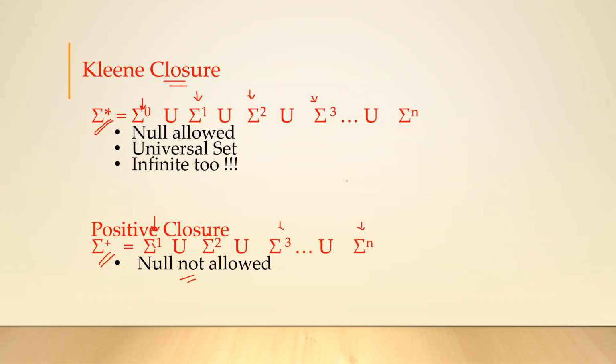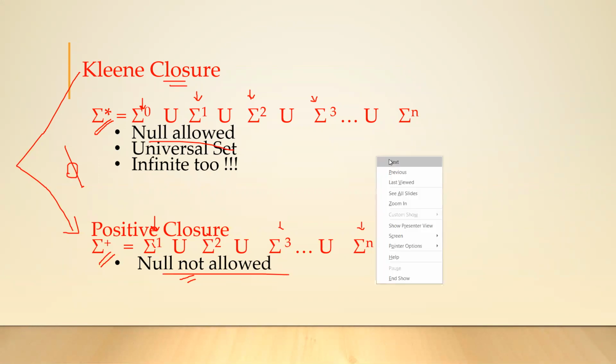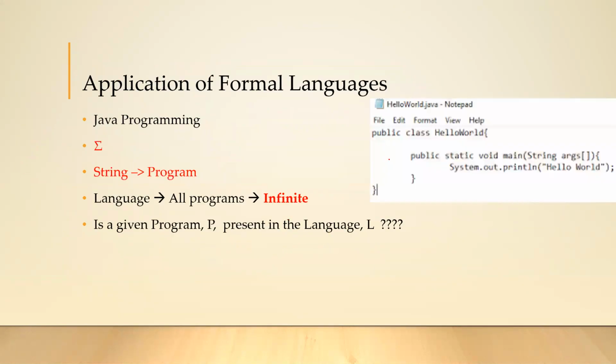length n. So if you take the difference between your Kleene closure and your positive closure, you will get your null set. In your Kleene closure set, you will contain even the null set and all the strings. In positive closure, you will contain all the possible strings except the null. So that is why I very clearly wrote over here: Kleene closure, you can allow the null. In positive closure, you cannot allow the null.